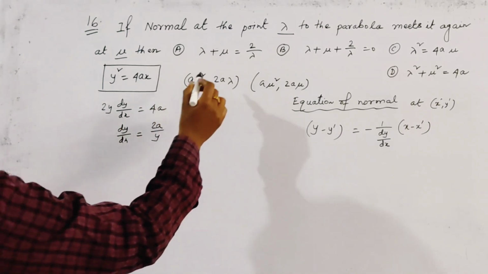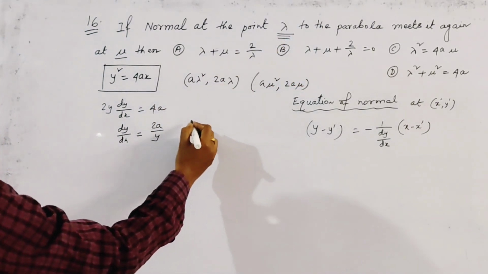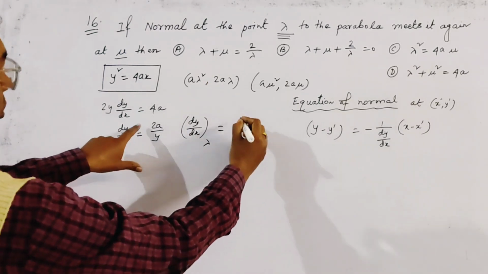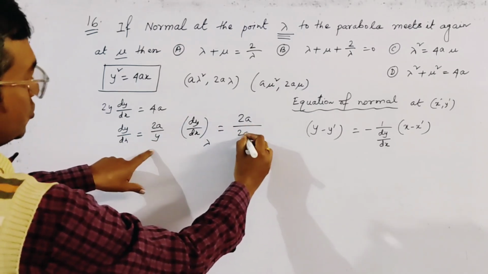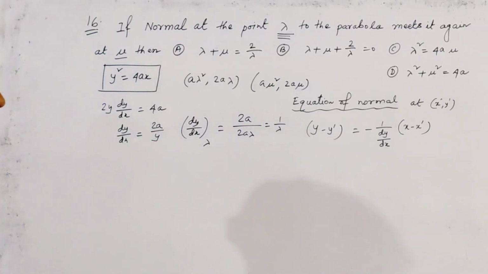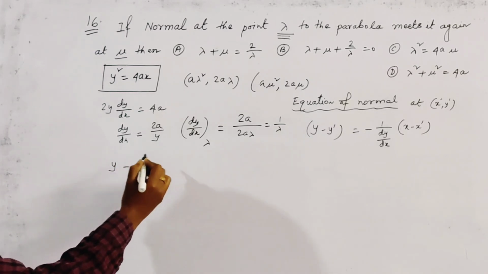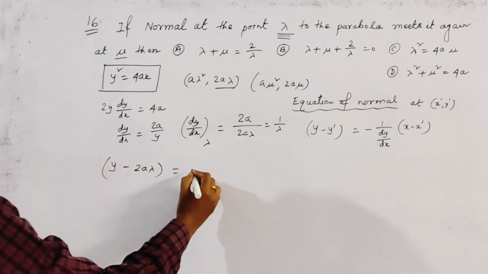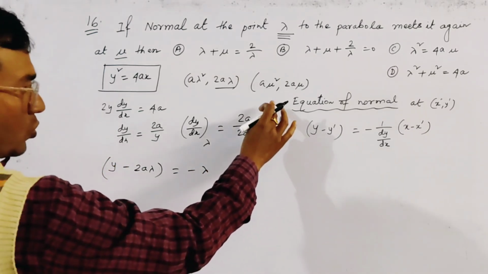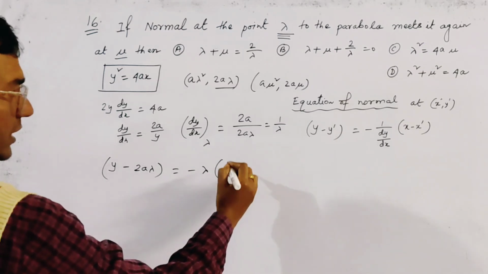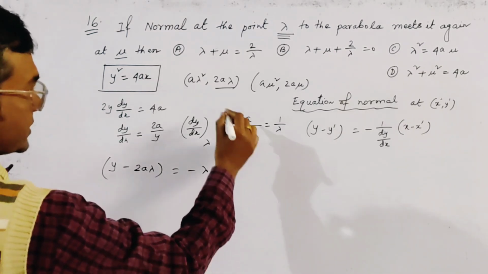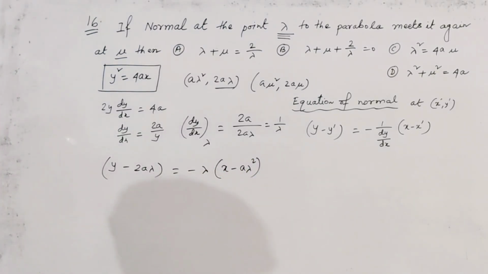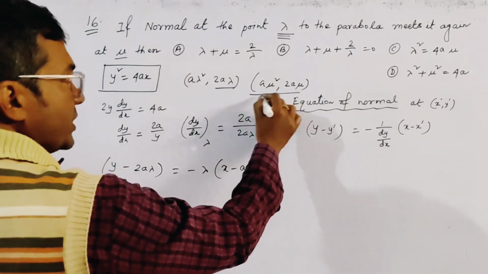Okay, now we have to find the normal at the point lambda. So we get dy/dx at the point lambda. We put in 2a by y, which means 2a by 2a lambda, this is 1 by lambda, right? So the equation is y minus y dash, this is 2a lambda, equal to minus lambda, because minus 1 by the slope is minus lambda, times x minus x dash, this is a lambda square. Okay, this is the equation of normal.